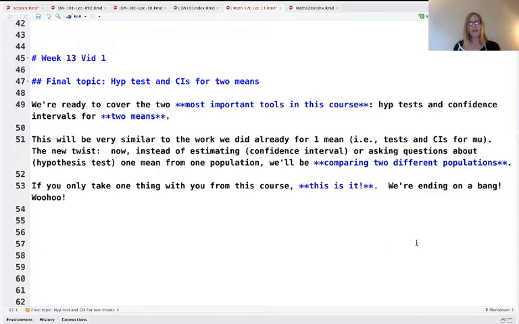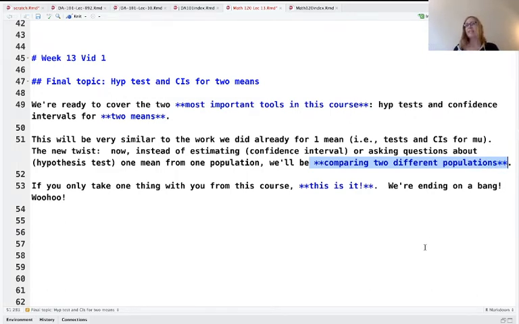This is the big one. I think it's really the most useful, whether you're in social sciences or physical sciences or wet sciences. This sort of technique is one of the most useful. Unfortunately, it's pretty similar to something that we've already done before. We've already done hypothesis tests and confidence intervals for one mean. We already did those. So now we're doing very similar techniques for two different populations.